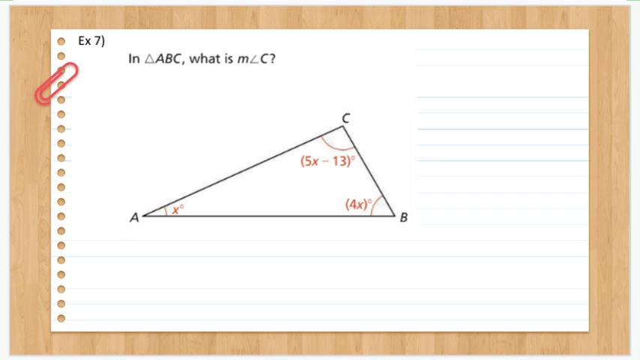But I can use what I know about triangles, and that's that the sum of the three interior angles equals 180. So if I add up this angle plus this angle plus this angle, all three, that equals 180. That's what we're going to do. We're going to set up a large math problem. So I'm going to have x.